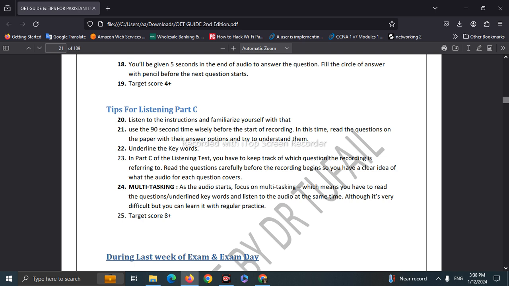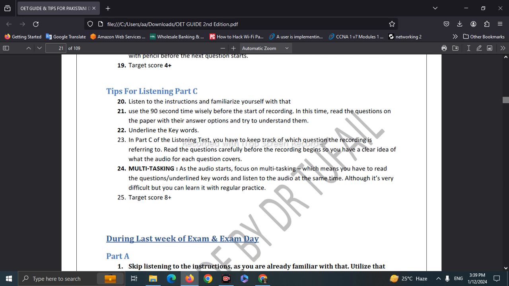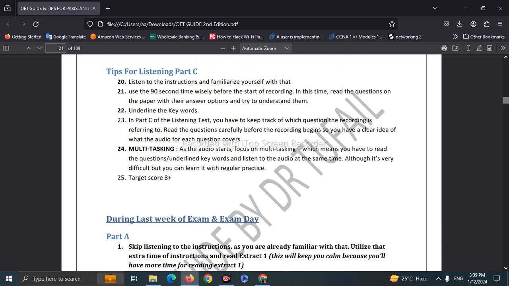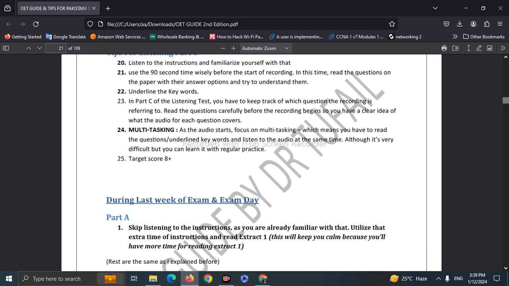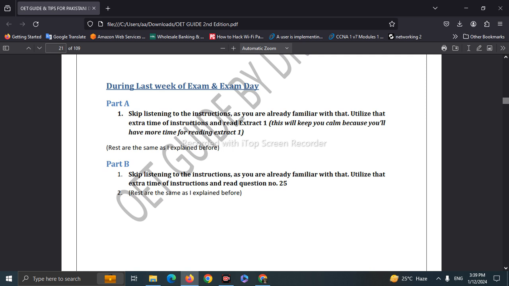It's multitasking. You have to listen to the recording and also focus on the task, which means you have to read the question, underline the keywords and listen to the audio at the same time. It's very difficult, but with regular practice you will learn. The target score will be 8 plus. If you get 24 in section A, then you just need 6 more correct answers.